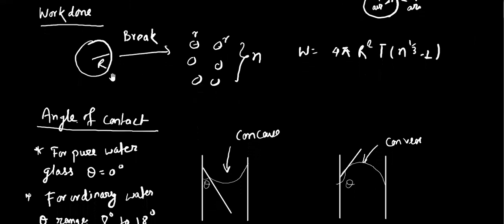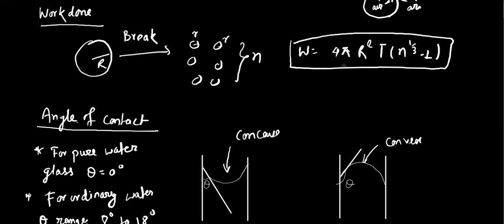Now this is the expression of work done on breaking a single drop into n number of small droplets having small radius r, and this is the expression: 4 pi capital R square times tension times n raised to the power 1 by 3 minus 1. So this is all about the work done.